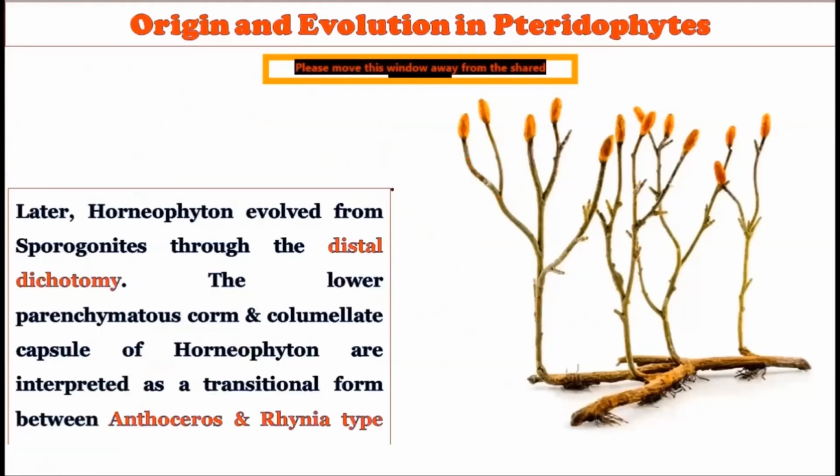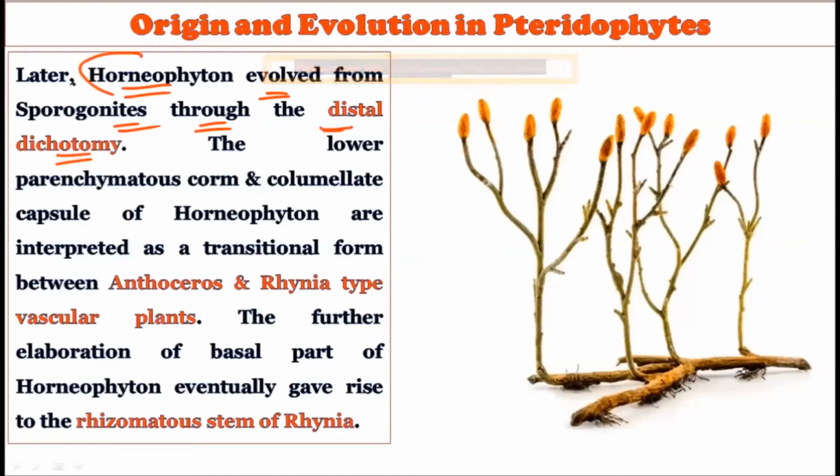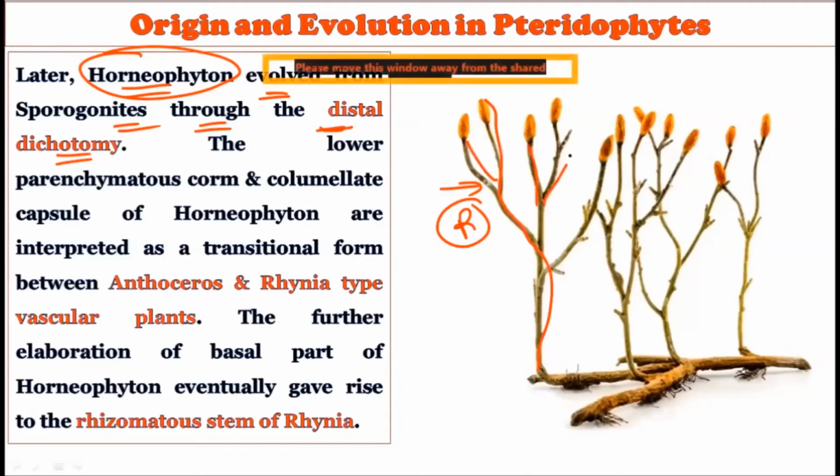Okay, now consider. Later, Hornea phyton, which is the missing link between the bryophyte and pteridophyte, evolved from the sporogonites through distal dichotomy. So Hornea phyton is an extinct group now. This Rhynia plant has also evolved from distal dichotomy. Observe here, you will find the distal dichotomy, and due to this distal dichotomy, Hornea phyton got created out of the bryophytes. The lower parenchymatous corm and the columellate capsule of Hornea phyton are interpreted as a transitional form between Anthoceros and the Rhynia type of vascular plant.